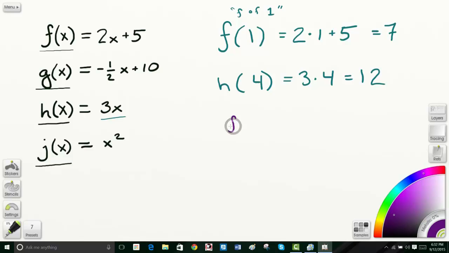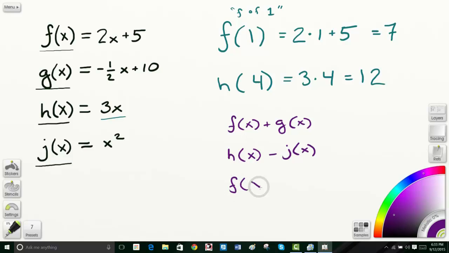So we just did f of x plus g of x. But we could do maybe h of x minus j of x. Or I could do f of x times h of x. Or I could do g of x divided by j of x. So all these are different. I mean, I could go on and on with different combinations. My point is, any mathematical operation that I could do between numbers, I can also do that to functions.